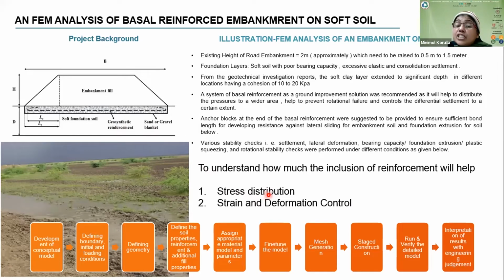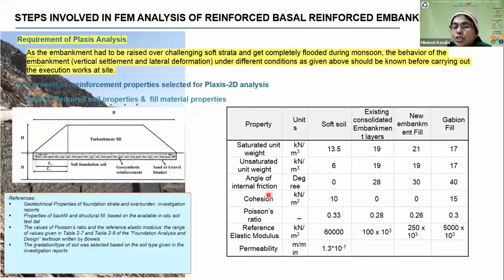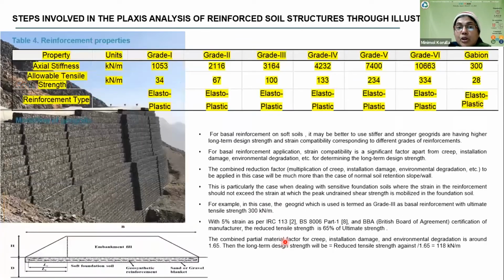So apart from the stress distribution, how can we find out the strain and deformation control? The FEM was employed here. And these are some of the ways the properties are defined. Definitely the density, the angle of internal friction, cohesion, then elastic modulus, the Poisson's ratio, and permeability, all these are defined using the model.